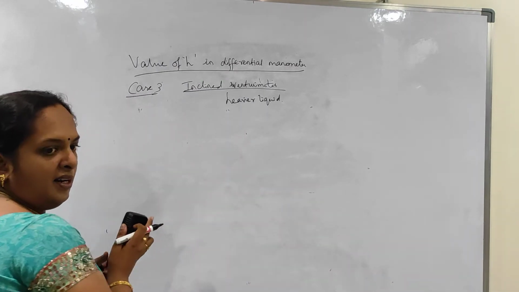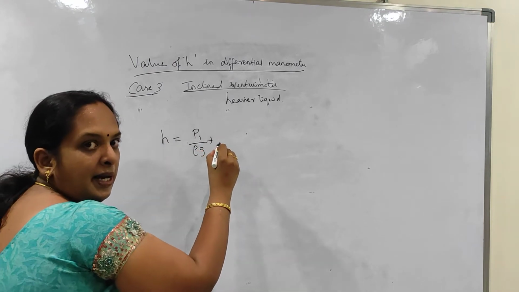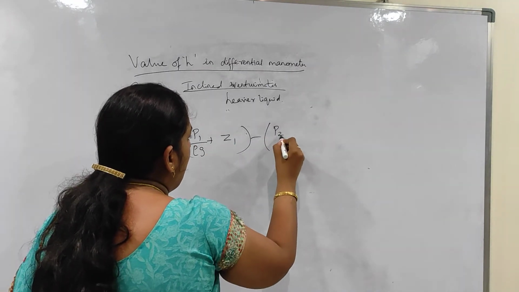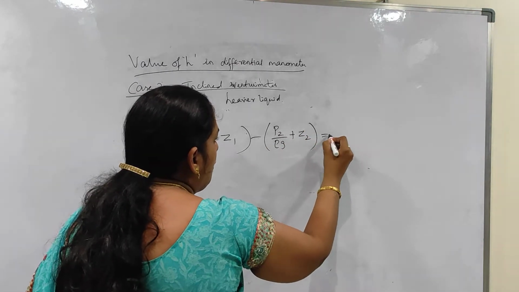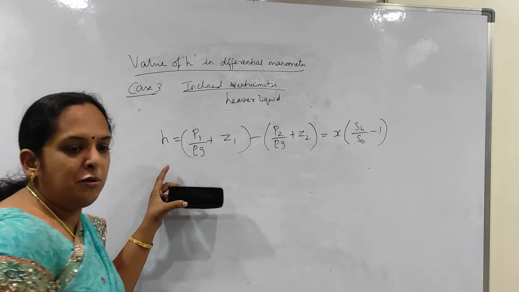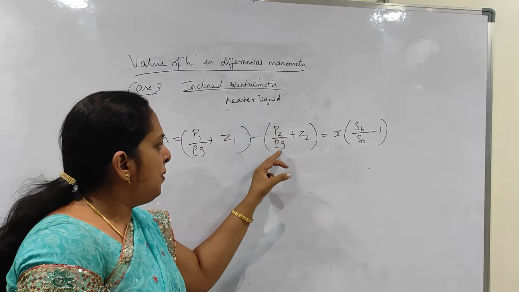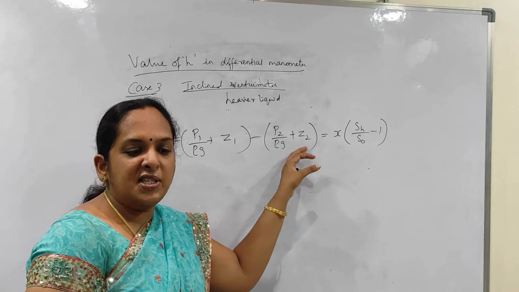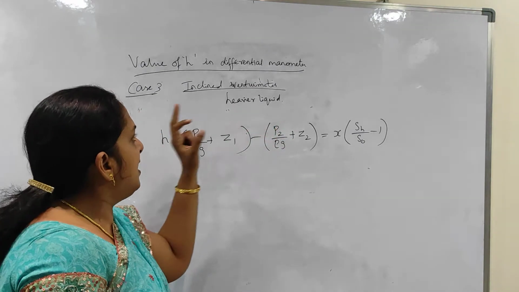The equation of head is H is equal to P1 by rho g plus Z1 minus P2 by rho g plus Z2, that is equal to X into SH by S0 minus 1. So this is the value of your H. That is, P1 by rho g plus Z1 minus P2 by rho g plus Z2 is equal to X into SH by S0 minus 1. So this is the case when the differential manometer contains a heavier liquid and the Venturi meter is in an inclined position.